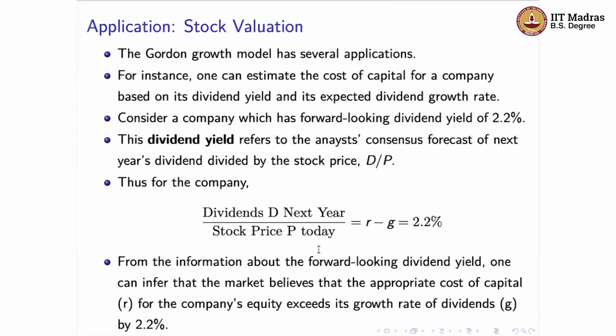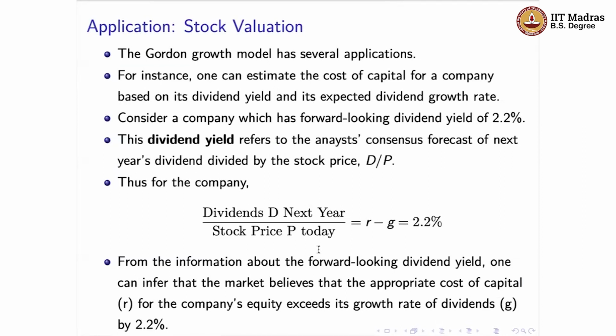It means that from the information about the forward-looking dividend yield, which, by the way, is directly available on websites, so this is something directly observable, you can come up with a rough estimate of what the market believes about R minus G, right?